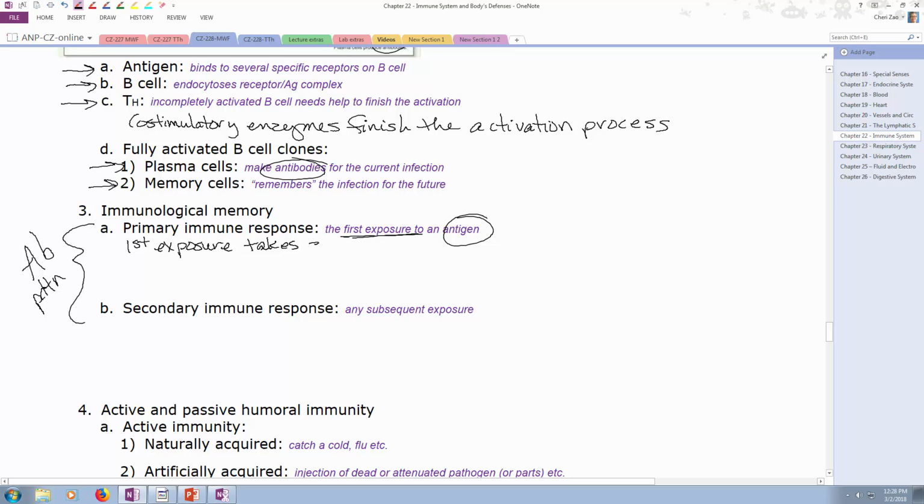It takes 3 to 6 days before antibody production begins. Then peak antibody production takes 10 to 14 days.